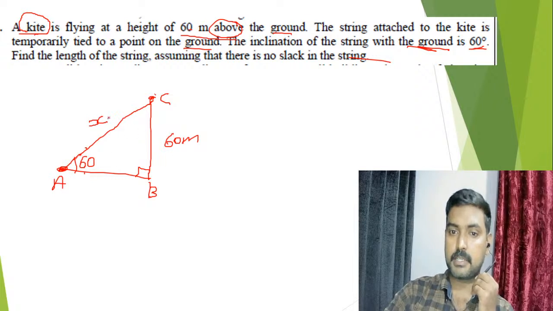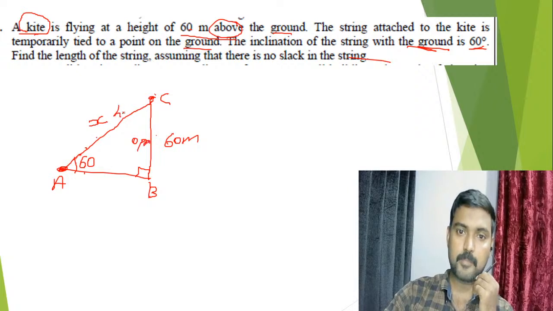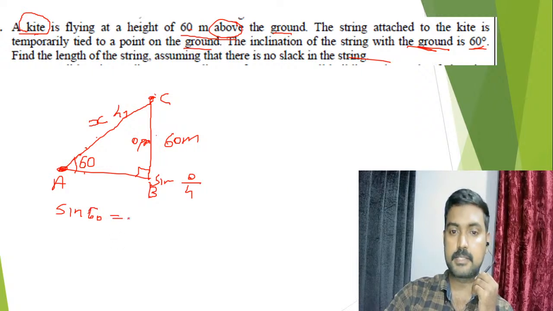So by connecting these two sides, what is this side? This is the opposite of 60. And this is the hypotenuse. Opposite by hypotenuse we know that is sine. So we can apply here sine 60. What is sine 60? Sine 60 is equal to opposite side 60 by x, and sine 60 is equal to root 3 by 2.